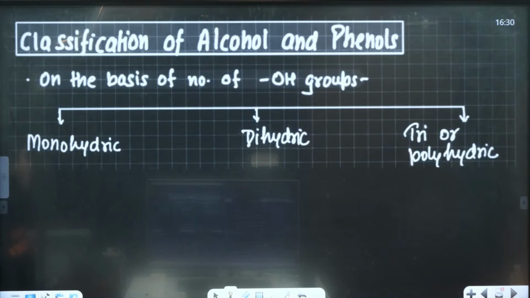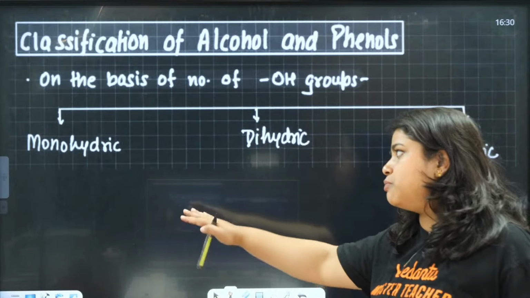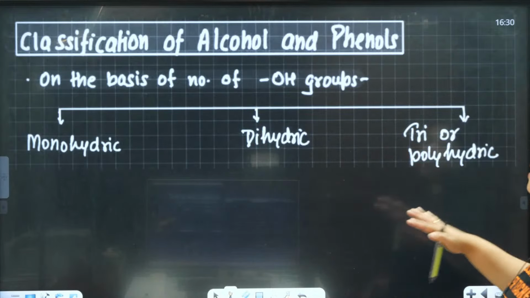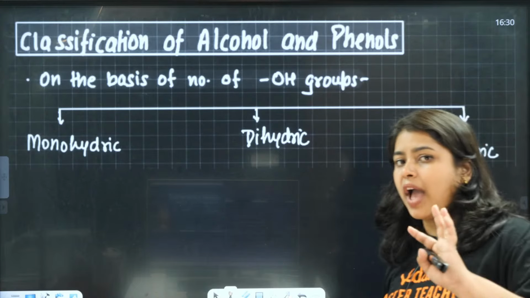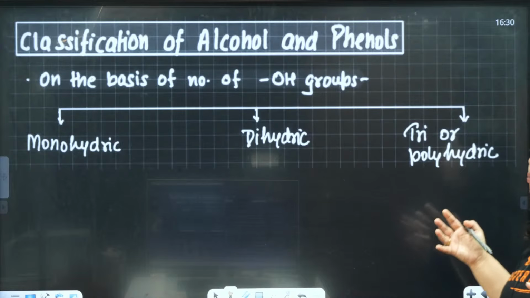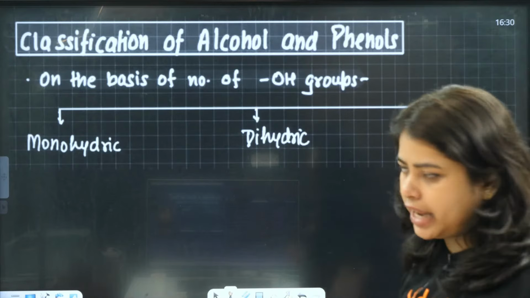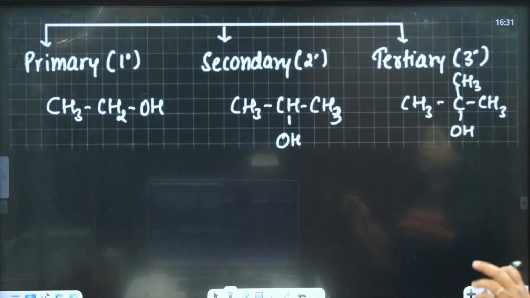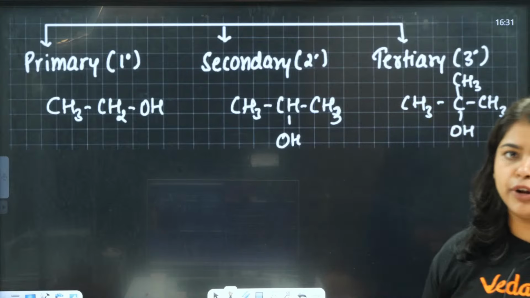Next comes the classification of alcohols and phenols. There are many types. First is monohydric, second is dihydric, then tri or polyhydric. Mono means single, di means two, and tri or poly means three or more, all included in polyhydric. Next comes primary, secondary and tertiary. According to primary, secondary and tertiary, the reactions are going to occur here.